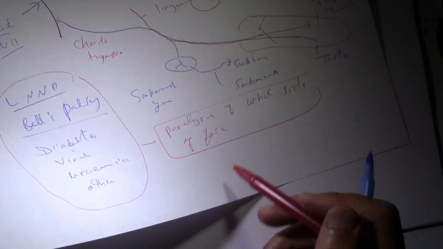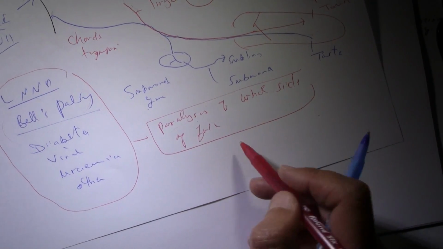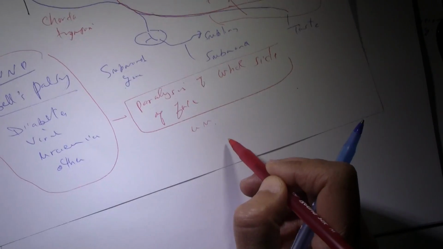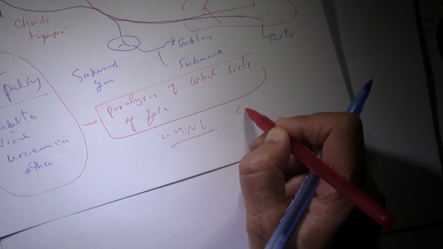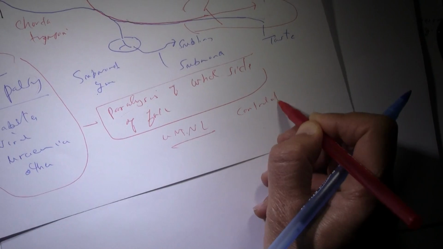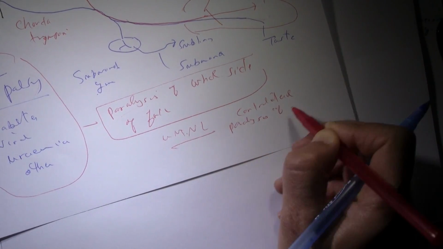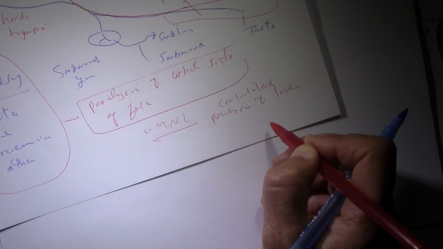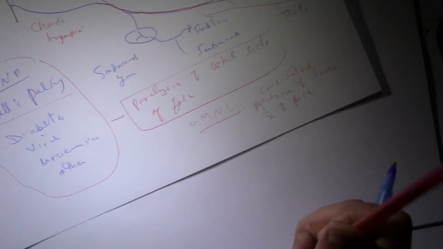If only the lower part of the face is affected, it means that this is upper motor neuron paralysis. It is going to be contralateral paralysis of the lower face, the lower half of the face.